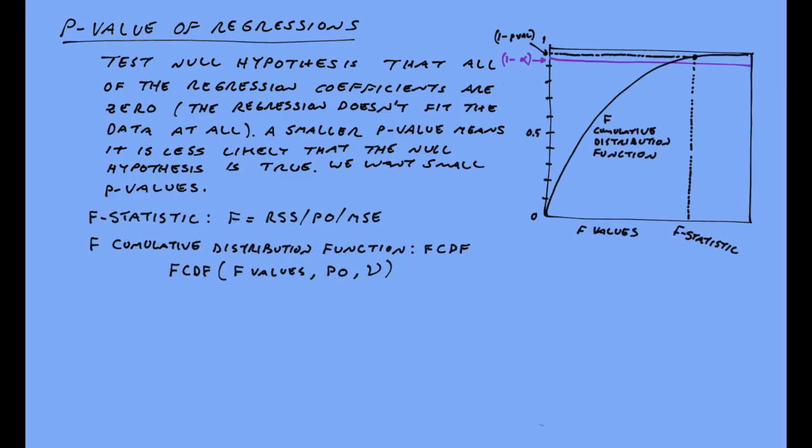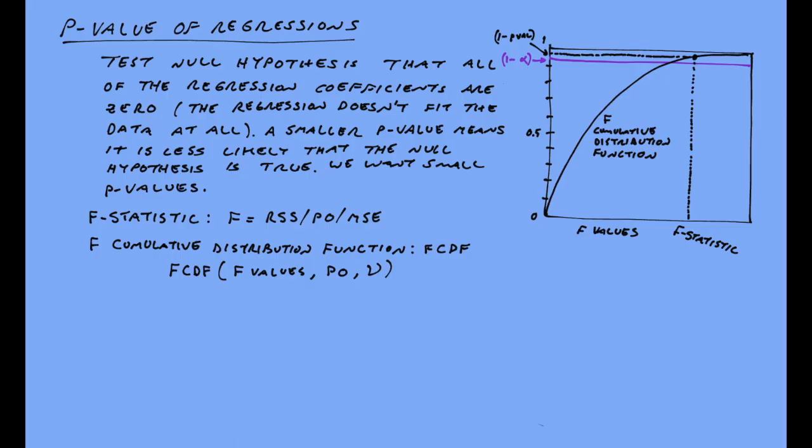The next major step is looking at the F cumulative distribution function, and that's what's plotted here. It's sometimes called the FCDF. For that, we're looking at different values of F, not just the F statistic, and that's what's on the horizontal axis. And the F cumulative distribution function ranges from 0 to 1. The 0 to 1 reflects a probability range, and that's what's on the vertical axis.